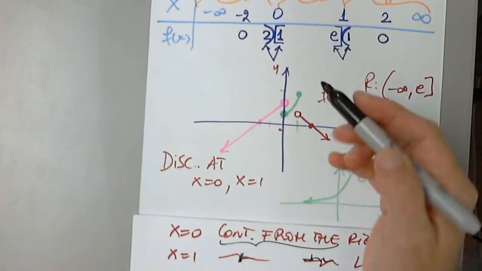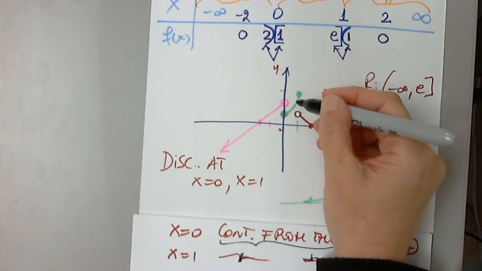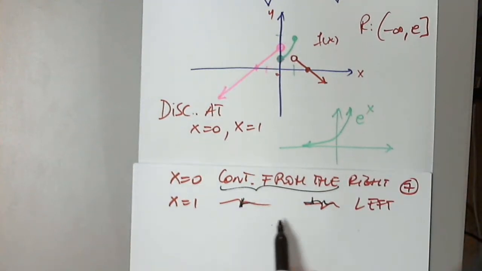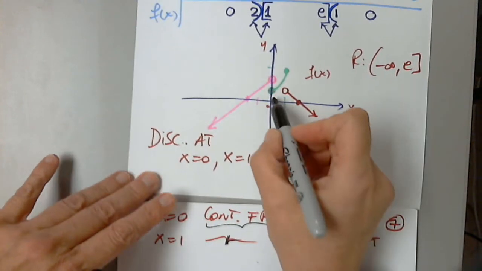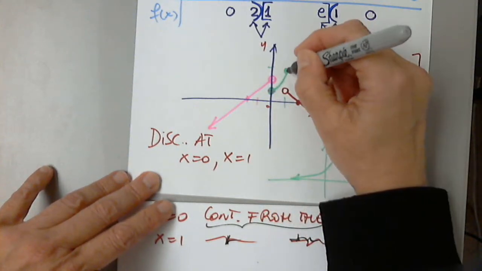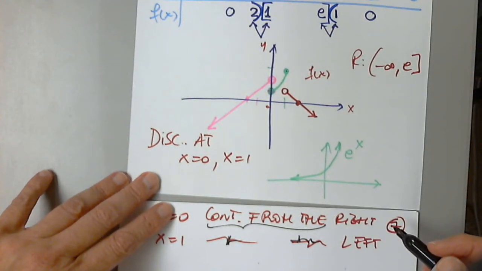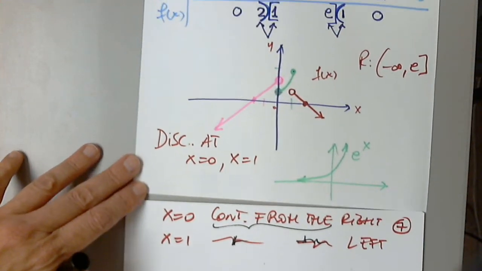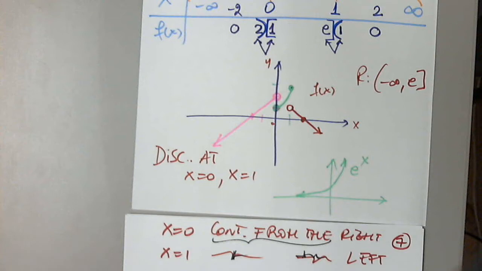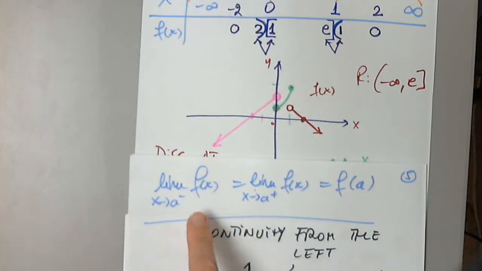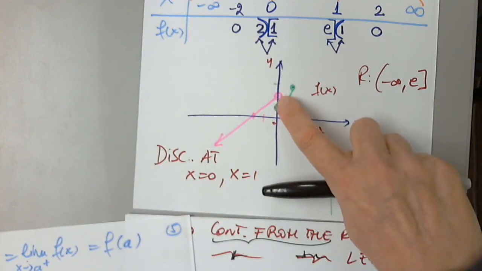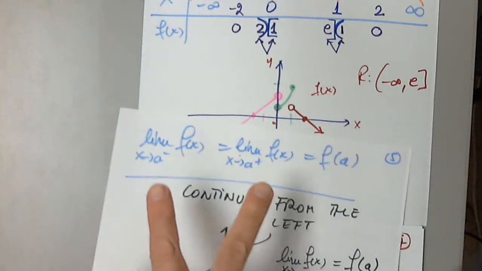Here's why. The limit from the right at 0 equals the function value at 0. And here at x equals 1 it is continuous from the left because the function values as x approaches 1 from the left equal the function value at 1. So what's discontinuous then? The function is not continuous at 0. The definition of continuity is the limit from the left equals the limit from the right equals the function value. But at this point, the limit from the left does not even equal the limit from the right. So these two are not the same.